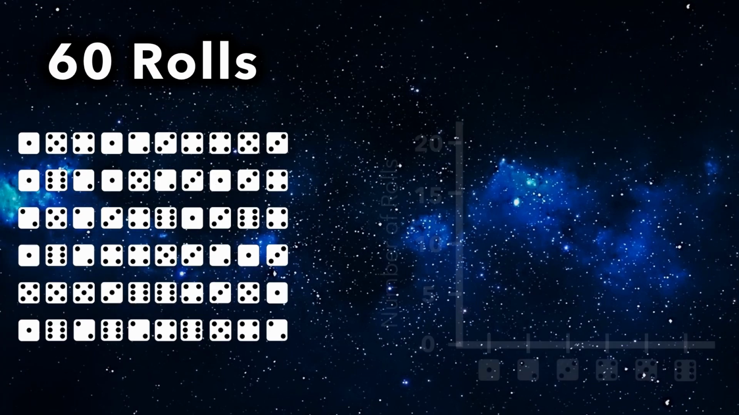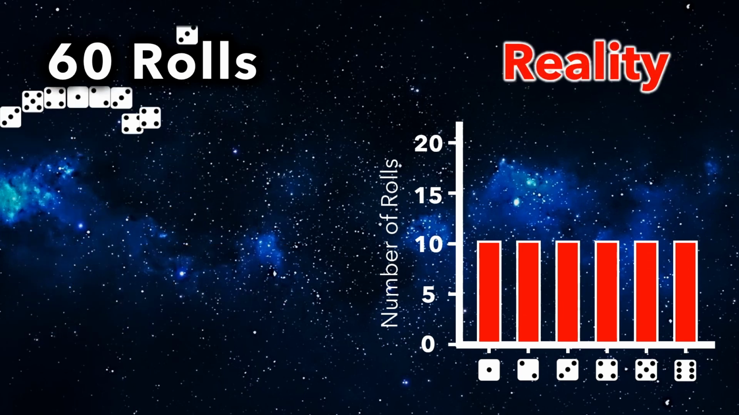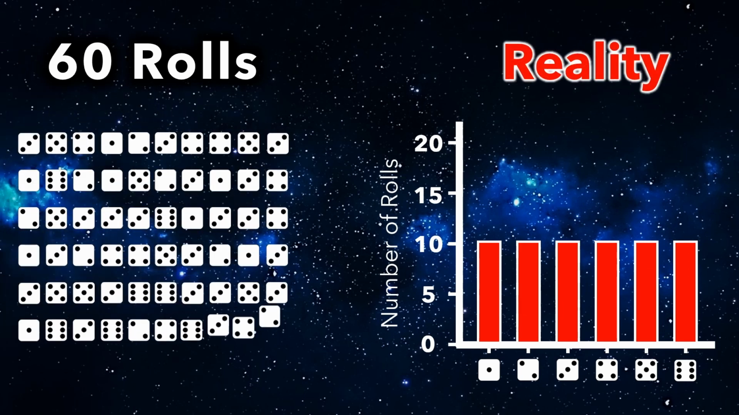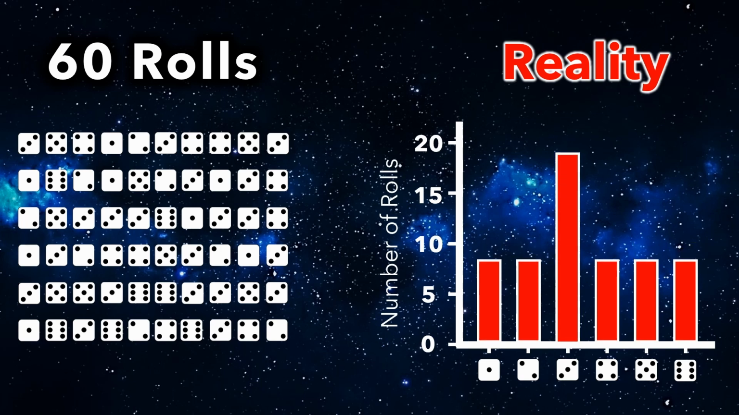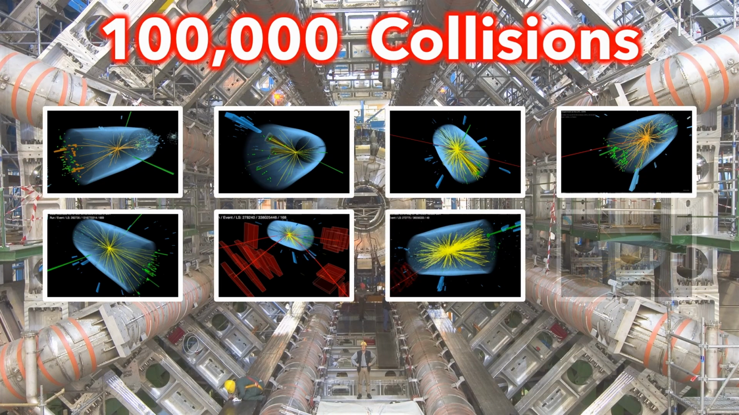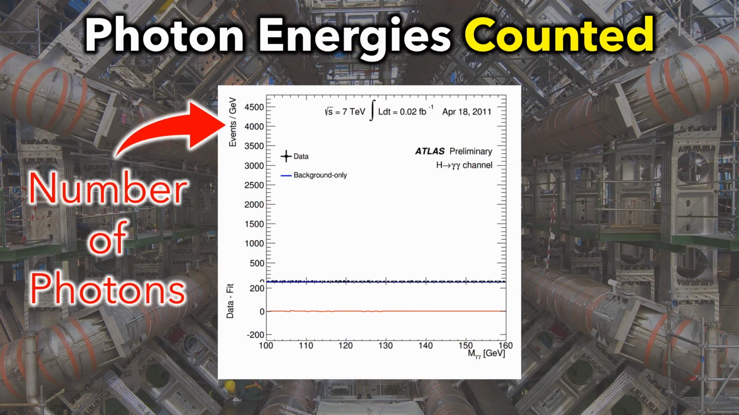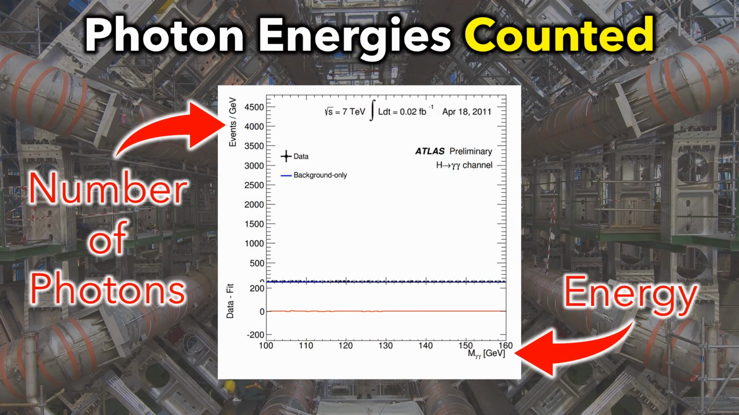Normally, there's an equal chance of each outcome, so you'd expect about 10 of each number. But imagine that you roll the dice 60 times and you actually got more of a certain number. Let's say you got about 20 threes. You'd rightly suspect something was causing this. Well, scientists took 100,000 collisions and measured the energy of the gamma photons produced. They plotted the number of photons, or events, with certain energies.